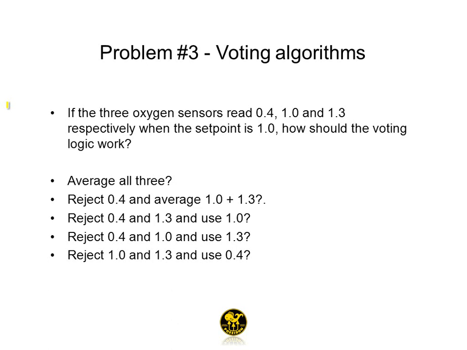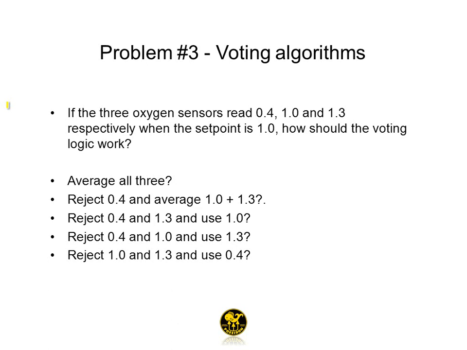So I've offered you 5 choices here. The first one, average all 3 together. The second one, get rid of the low guy, average the two high guys. The third one, throw out the outliers, take the middle one. Fourth one, get rid of the low guys, take the high guy. And the fifth guy, reject the high guys, take the low guy.